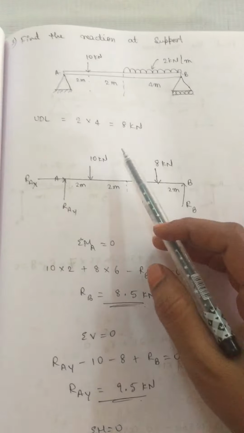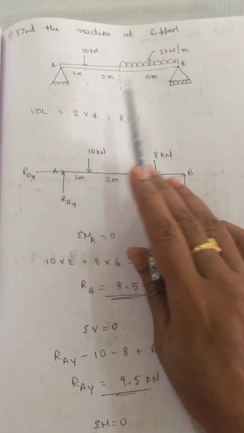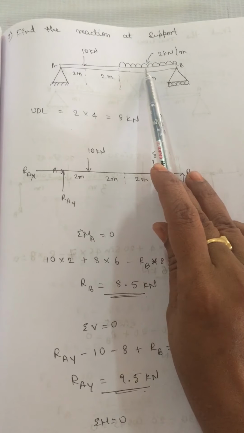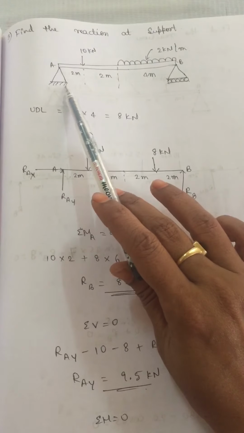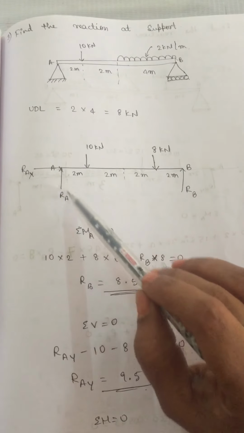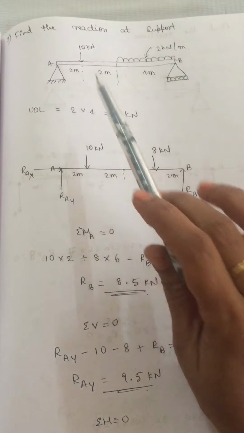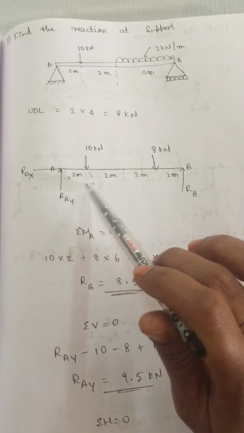And in the next problem, find the reaction at the supports. Here they have given the hinged support, this is the roller support, and this is a uniformly distributed load. You have to draw the free body diagram for this. For the hinged support, two mutually perpendicular reactions RAX and RAY. Next, transfer the given load 10 kN at a distance of 2 meter from the point A.